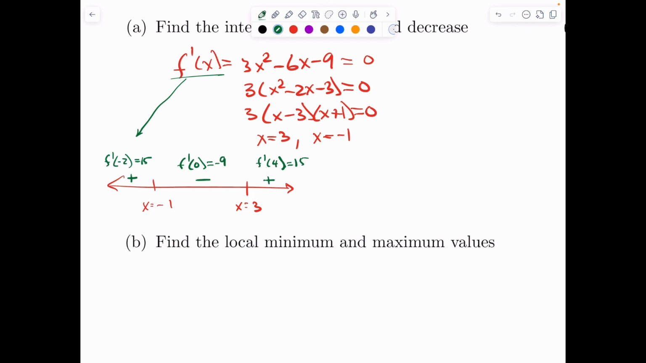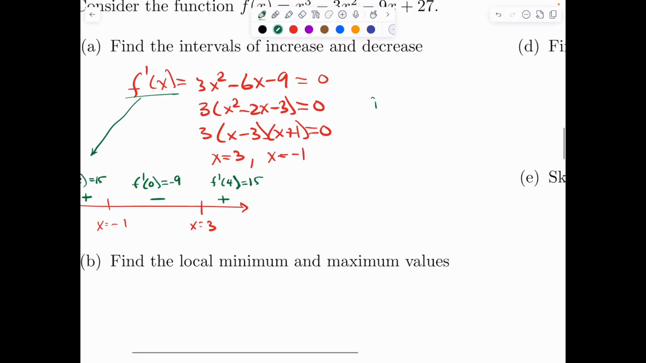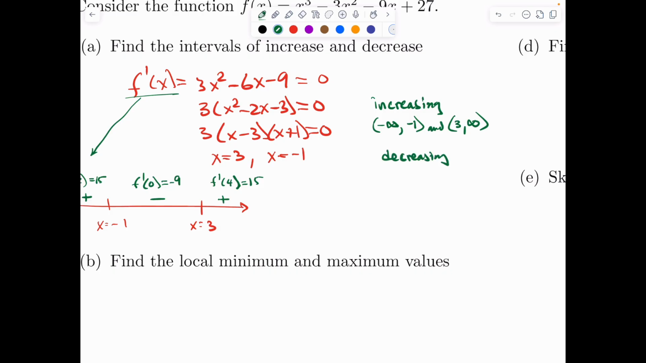So we have increasing. You can either write this like this, negative infinity to -1, and probably this is the easiest way to write it. And then decreasing is going to be in the middle there.